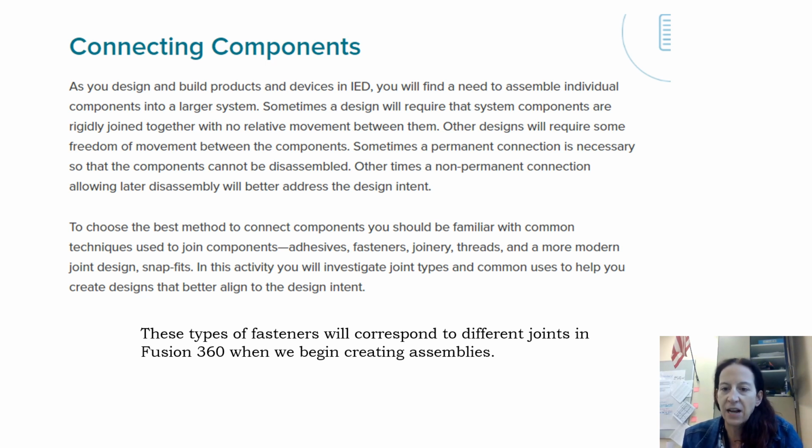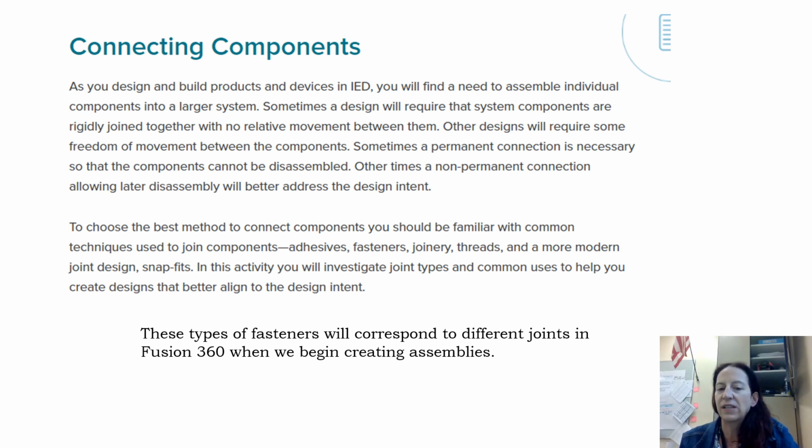Sometimes a permanent connection is necessary so that components cannot be disassembled. Other times a non-permanent connection, allowing later disassembly, will be better to address the design intent. So is this a product that you would eventually want to be able to take apart, or you might need to take apart, or do you want it to be permanently put together? To choose the best method to connect components, you should be familiar with common techniques used to join components: adhesives, fasteners, joinery, threads, and a more modern joint design, snap fits.